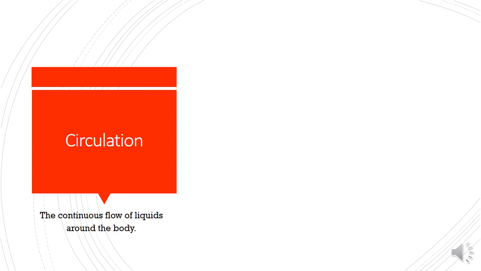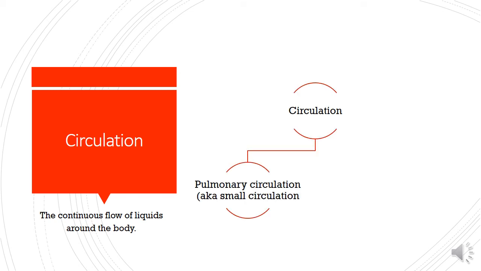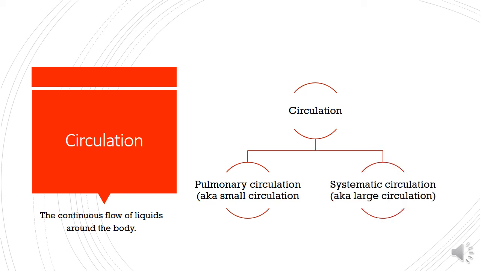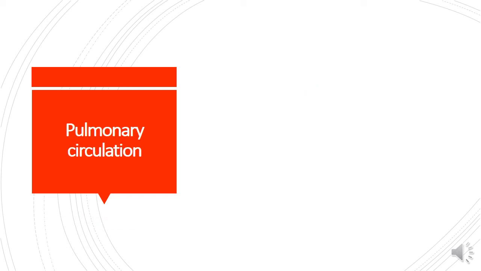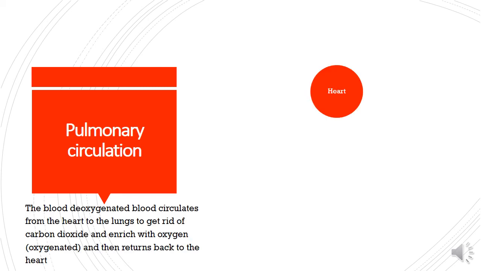So what is circulation? Circulation is the continuous flow of liquids around the body. So circulation, as we said, is divided into two parts: pulmonary circulation, also known as small circulation, and systemic circulation, also known as the large circulation. So in the pulmonary circulation, we have the heart. From the heart, the blood goes through the pulmonary artery. Remember, pulmonary means lungs. Artery is the blood vessel that carries blood away from the heart.